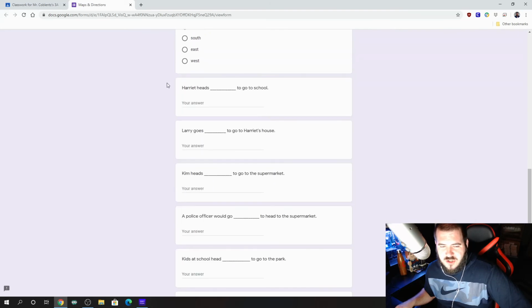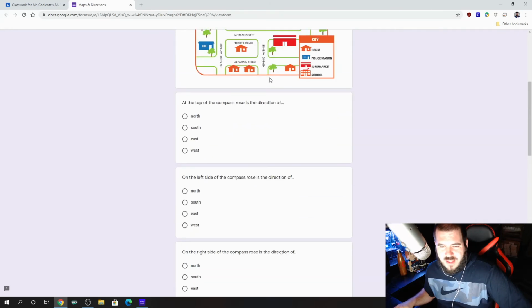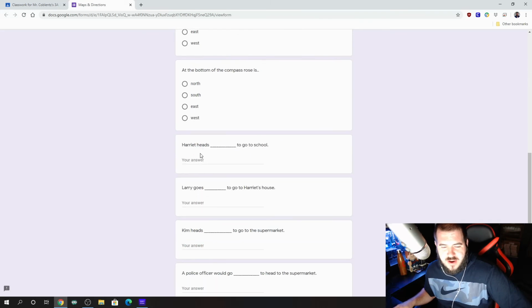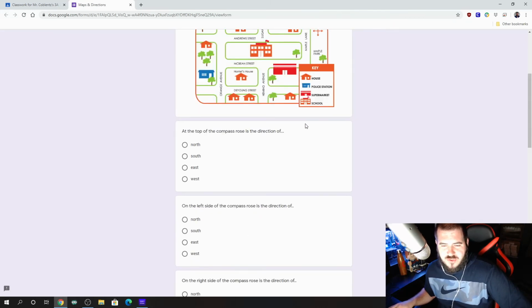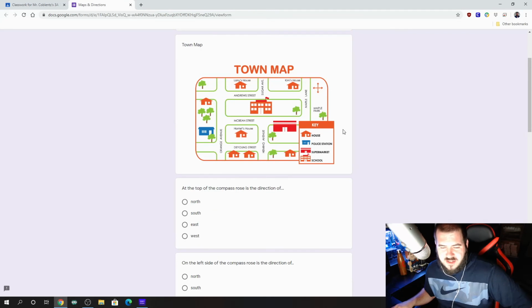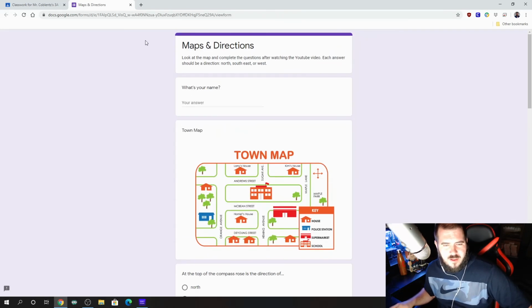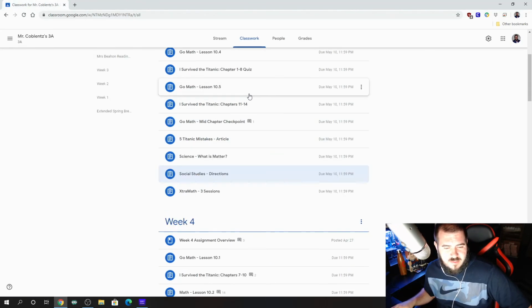And then there's some questions about some people in the picture, what direction they're heading. So Harriet heads blank to go to school. Which direction does he head? Is he going north, south, east, or west? So I would find Harriet here. He's going to school. School looks like this. So it looks like he's going to be heading north, going up. Okay, north, south, east, west. Okay? Learning those directions is important. Directions are here at the top if you don't know what to do. Okay? And that's pretty much it.